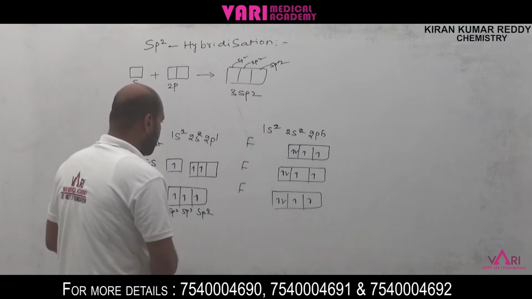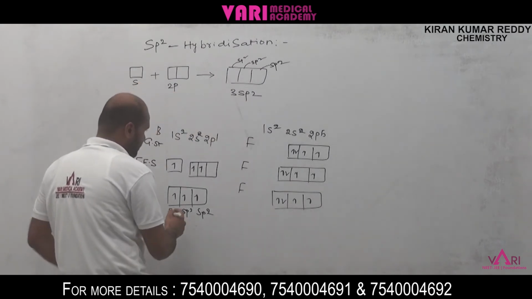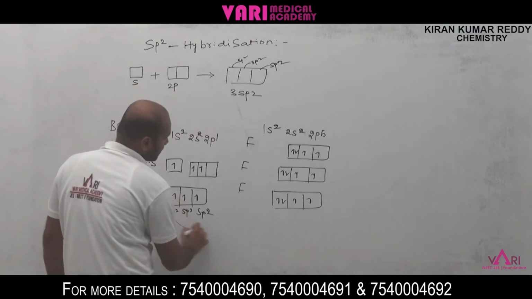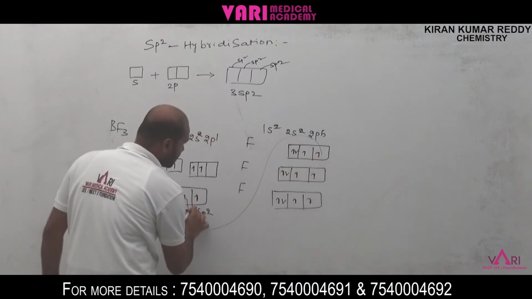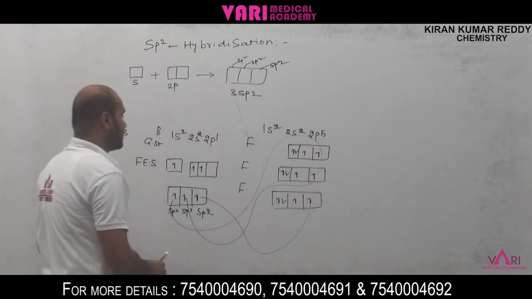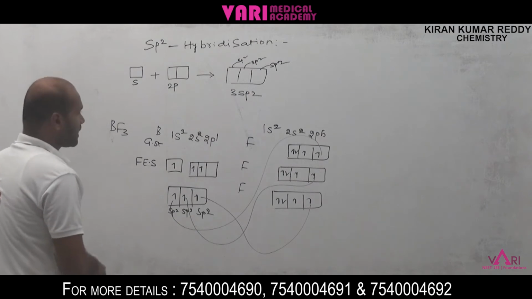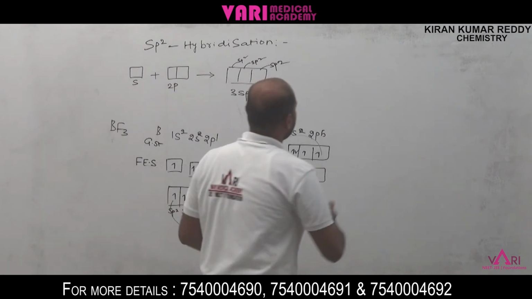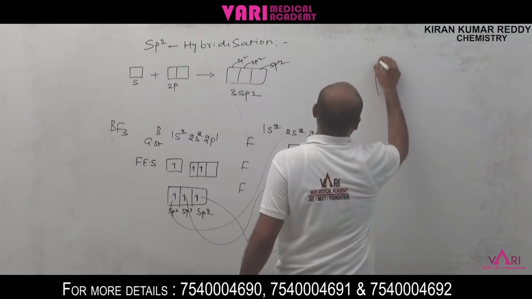Now what is the hybridization? This one is intermixing with this one, and this one is intermixing with this one, and this one is intermixing with this one to form. What is the geometry? Now I am taking this one as the geometry.